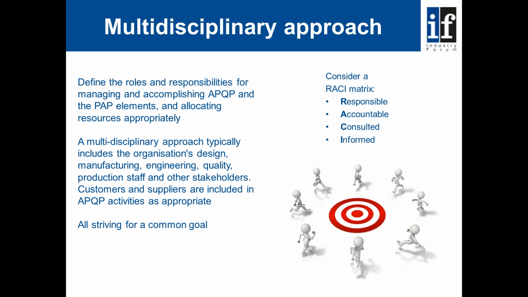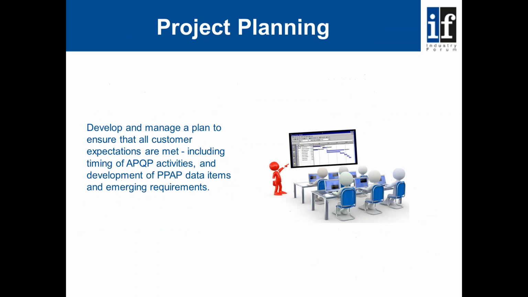We touched on multidisciplinary approaches, and for APQP to be fully effective, we need to have a multidisciplinary approach. So when we think about this, it could be people from any interested sector: design, manufacturing, engineering, quality, production, and other stakeholders. They all should be striving for a common goal, and the mathematics of this is very simple. Both the supply organisation and the customer have a common goal, and that is to get the product into production, because the organisations don't benefit until the product is being manufactured and sold on to the customer.